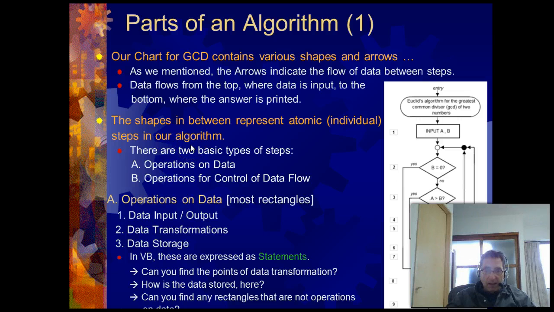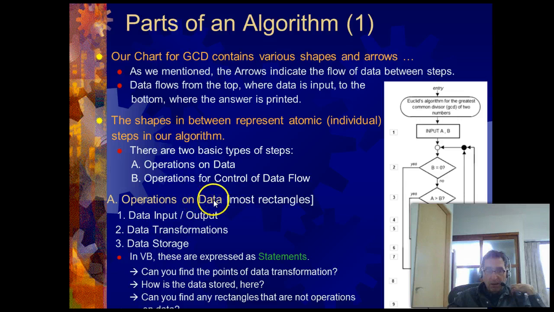There are two basic types of steps. So atomic means like basic. Okay, it's individual, indivisible steps. Okay, there are two basic types of steps. Operations on data, operations for control of data flow. So let's see what that means.